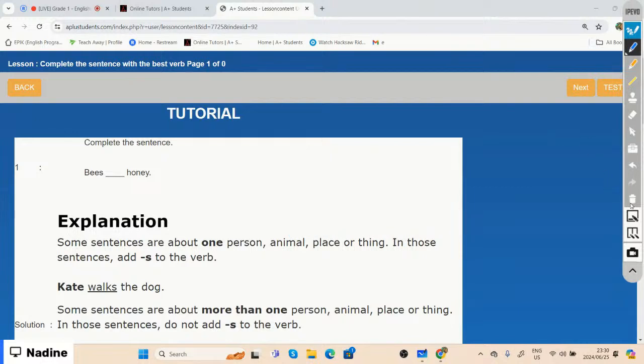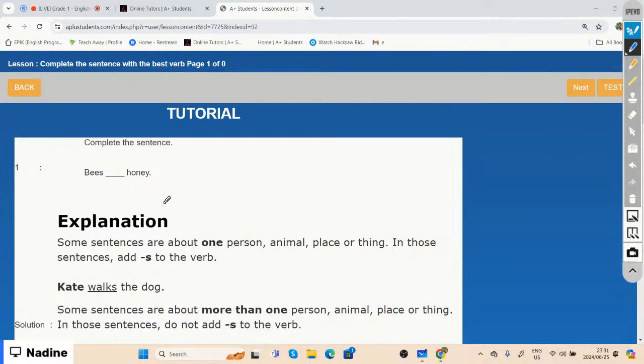But if more than one person is doing something, more than one animal, place, or thing is doing an action, then we do not add an S to our verb, right? So look at our activity here.